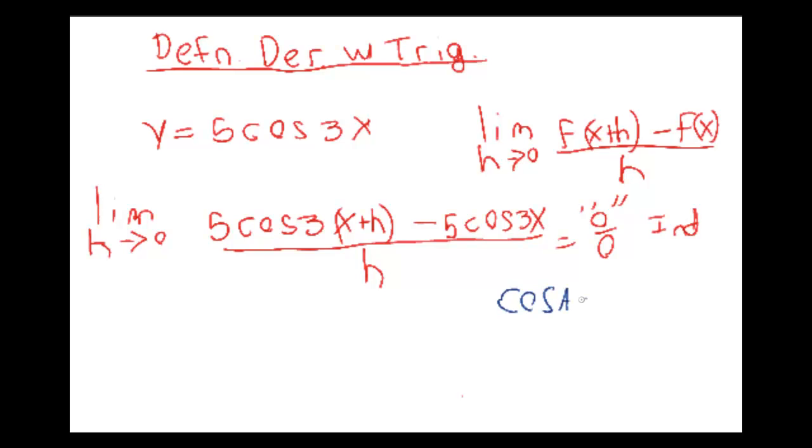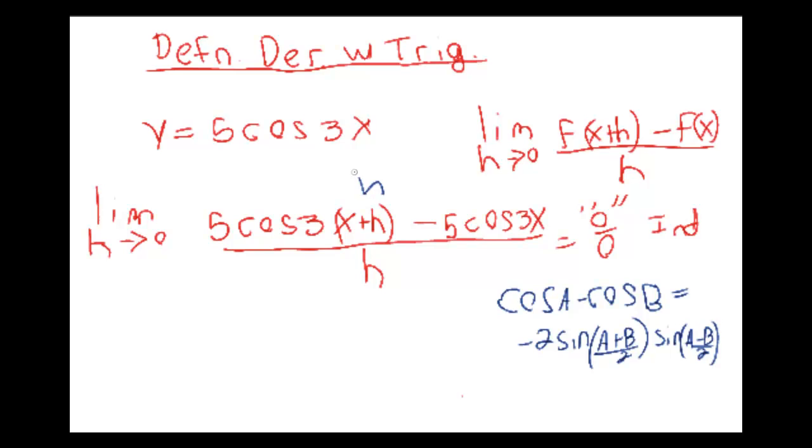Cosine of A minus cosine of B is equal to negative 2 sine of (A plus B) over 2 times sine of (A minus B) over 2. Alright, so when I plug in, I'm going to have this whole expression be my A, and this be my B.